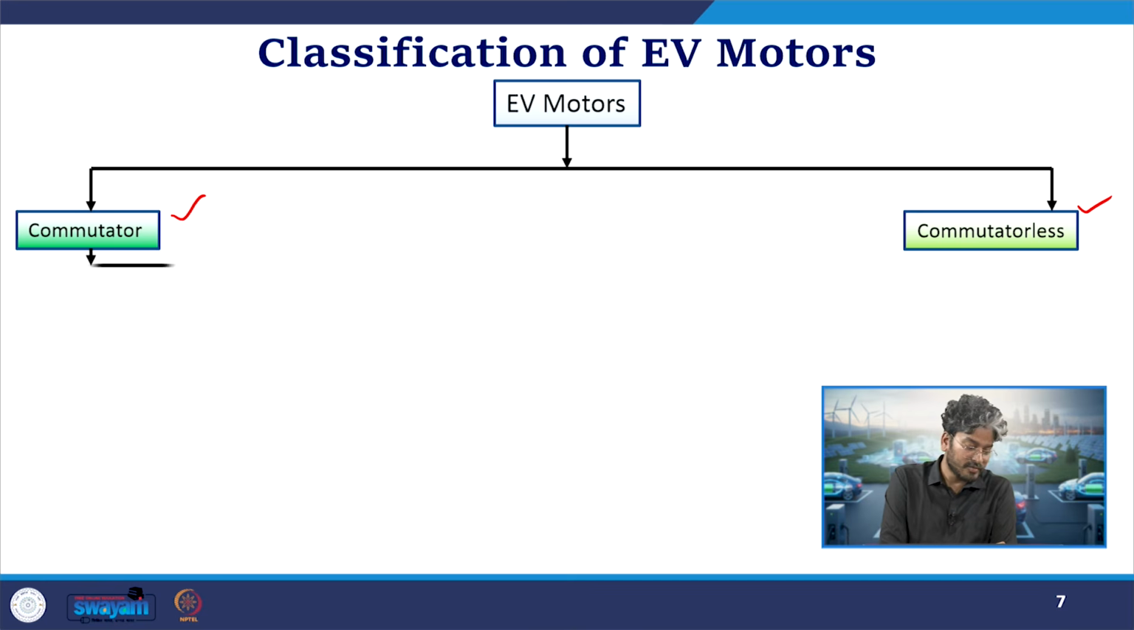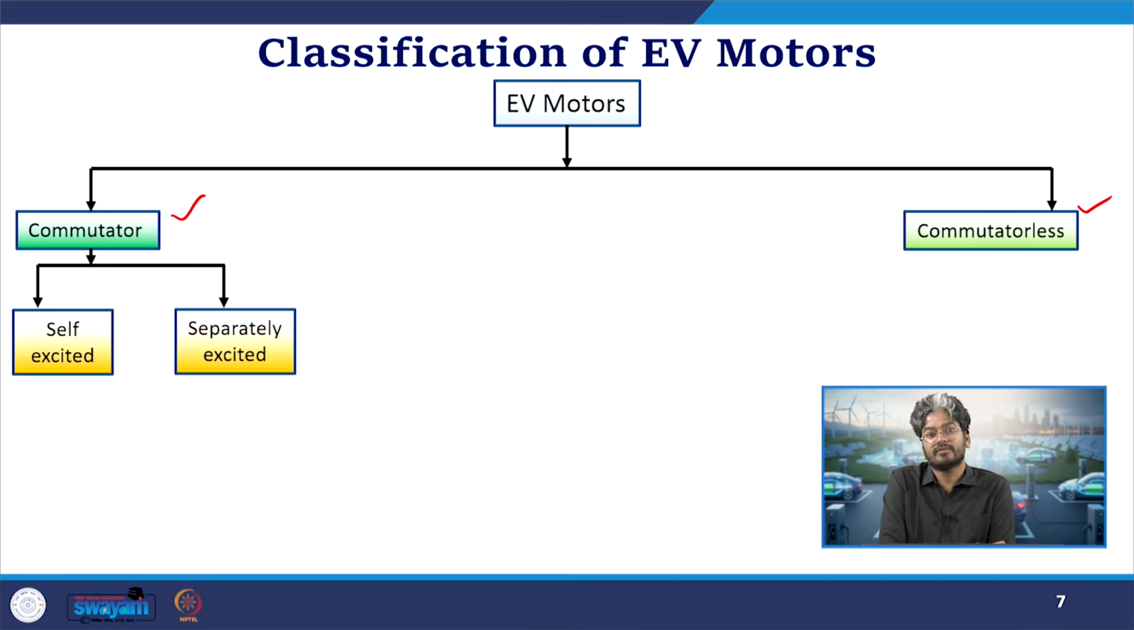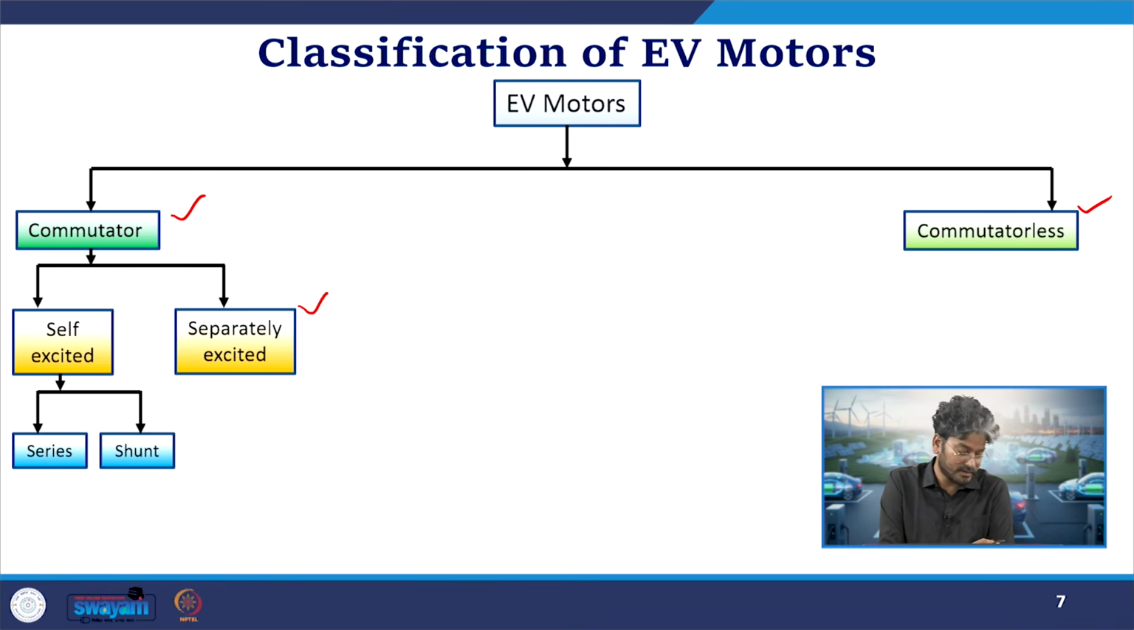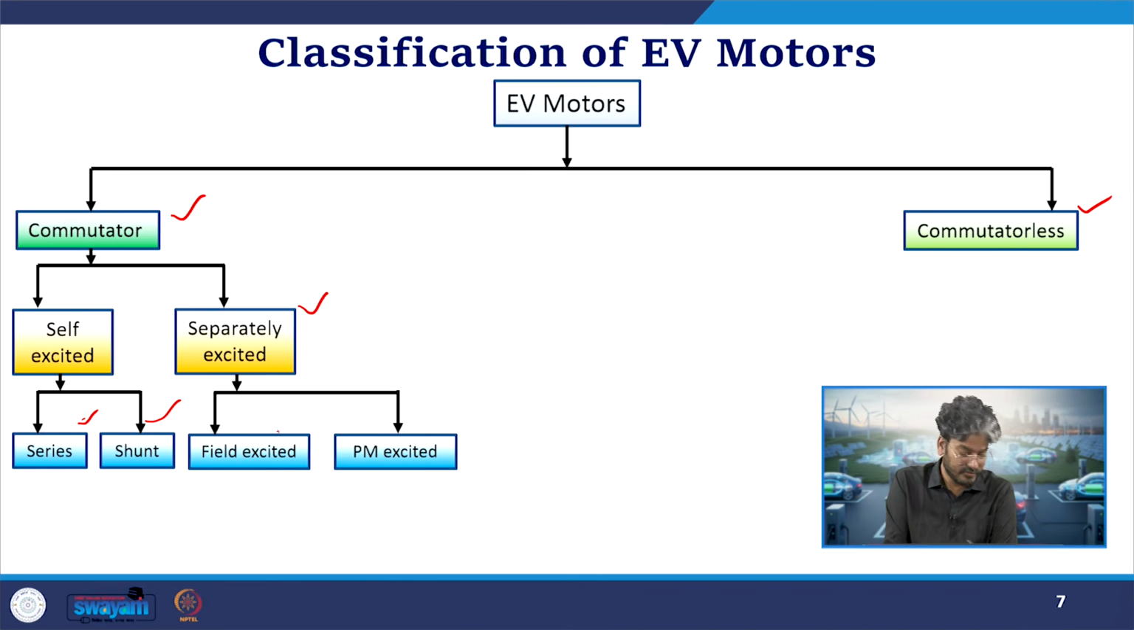Commutator based motors, the best example is our DC machines, where we have separately excited or self excited. Separately excited requires another DC source to excite the machine. Whereas in self excited, the same supply given to the motor is used for field excitation as well. In this case we have series and shunt, and in separately excited we have field excited or permanent magnet excited. These are all based on the DC machine architecture.